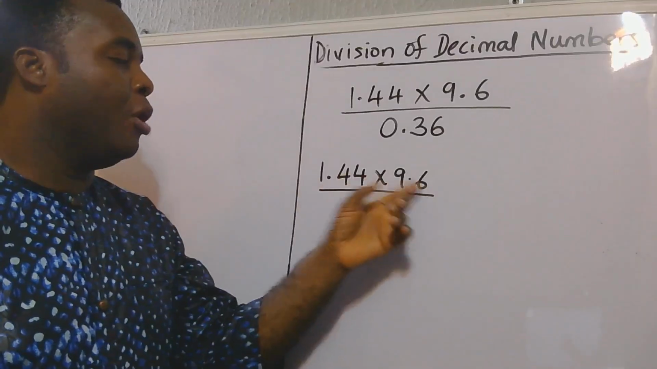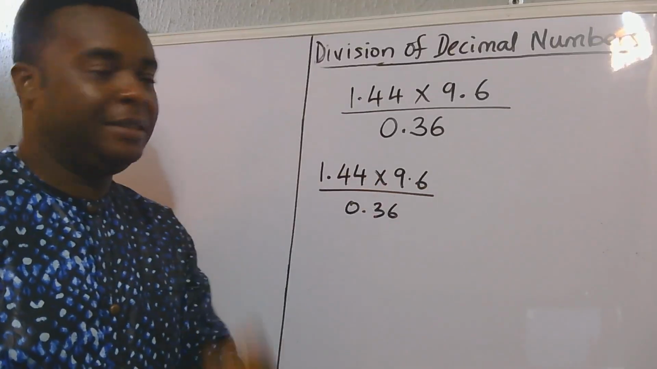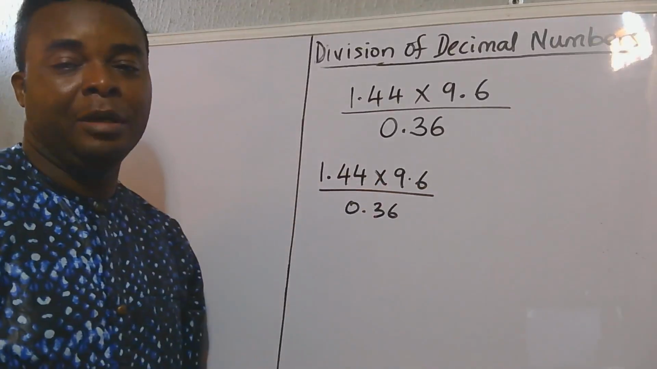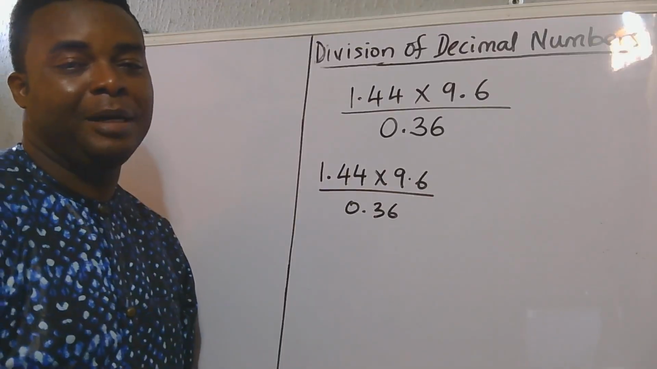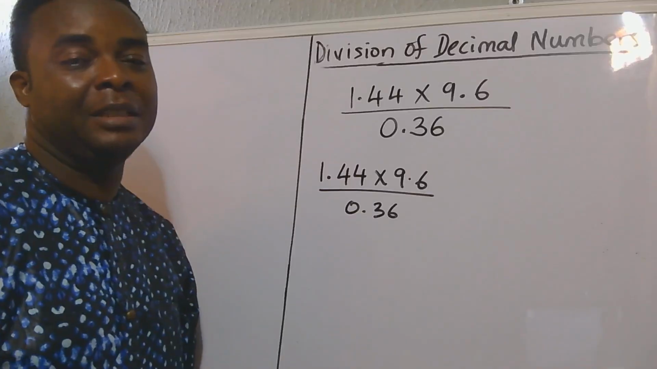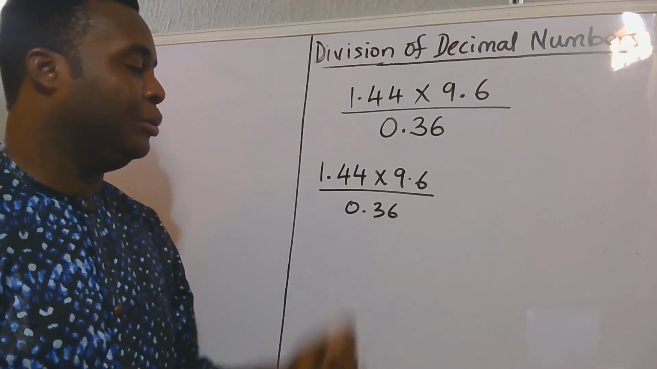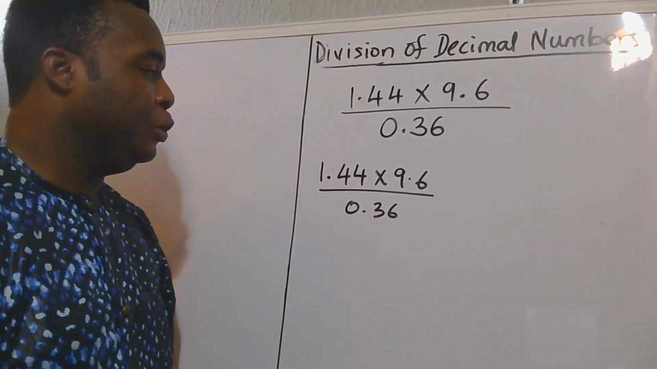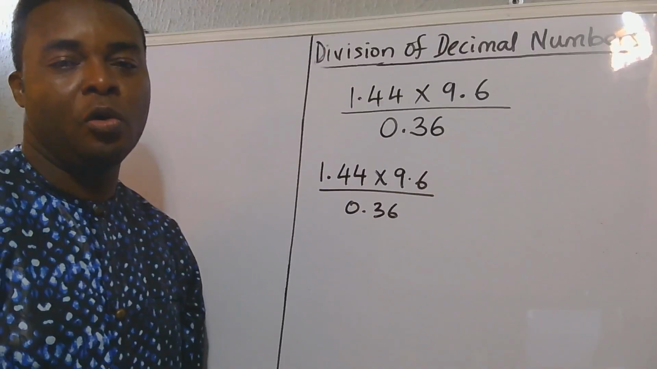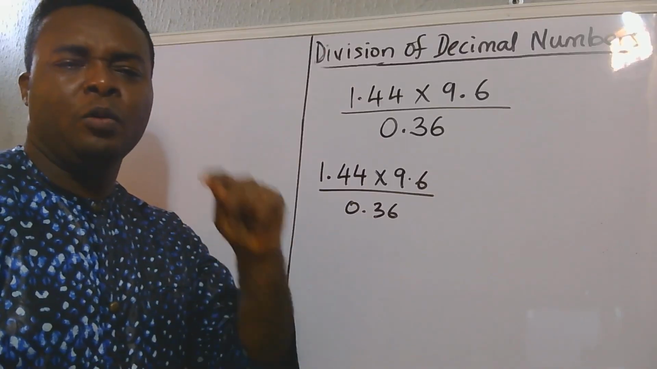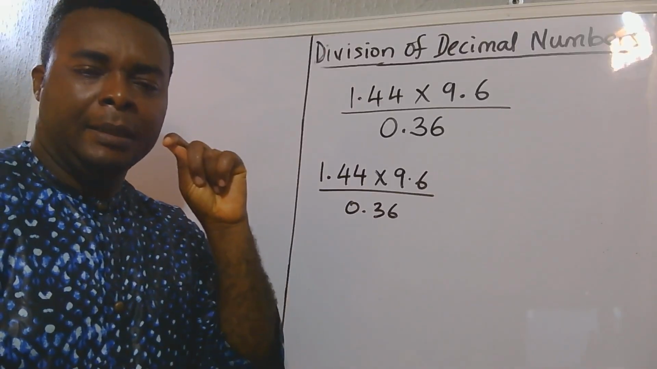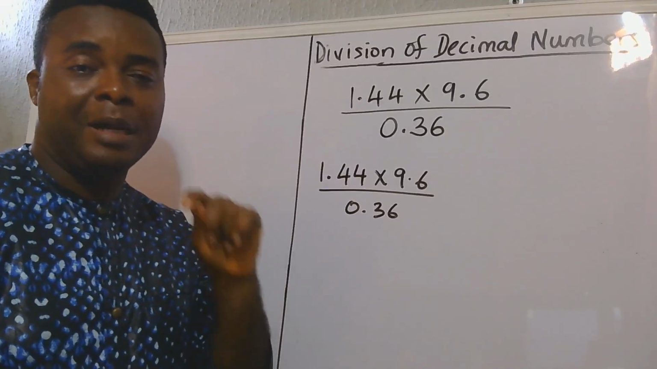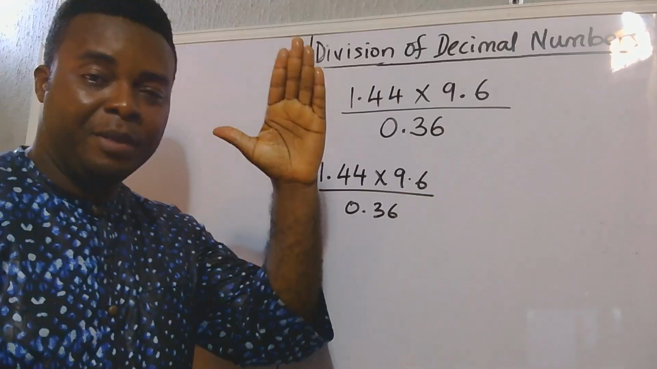1, 2, 1, so 3 decimal places. Now, the denominator has 2 decimal places, 2 numbers after a decimal point: 1, 2, 3, 6. Alright, so what we are going to do is to change these to whole numbers, starting with the one that has more decimal places, that is the numerator.